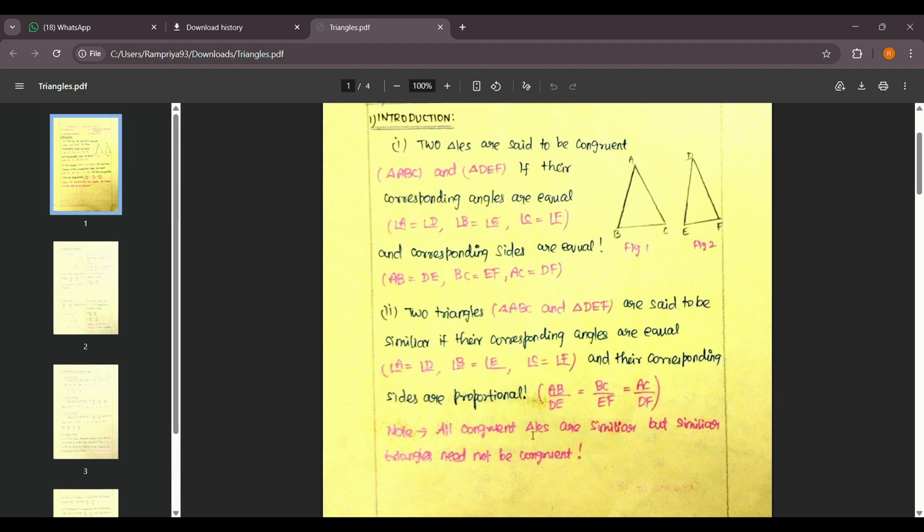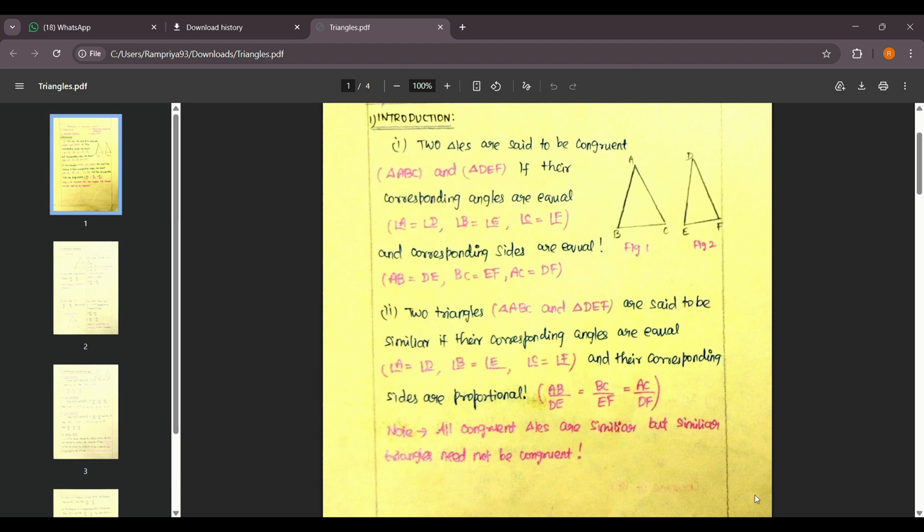All congruent triangles are similar. All congruent triangles are similar, because in congruent triangles, like I said, if you divide AB by DE, BC by EF, AC by DF, the ratio will always be the same. So you can say that all congruent triangles are similar, but the reverse is not always true. Similar triangles need not be congruent. It's very similar to the analogy: all dogs are animals, but all animals need not be dogs.